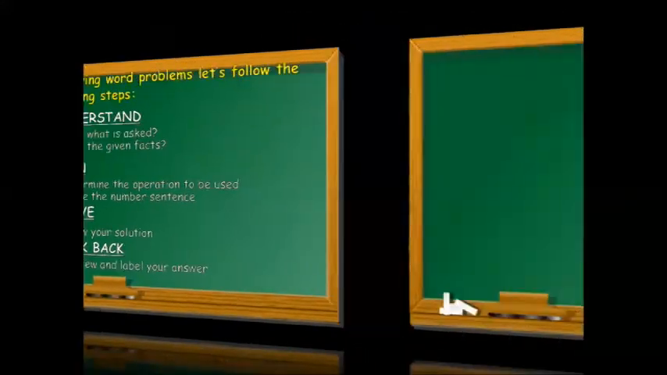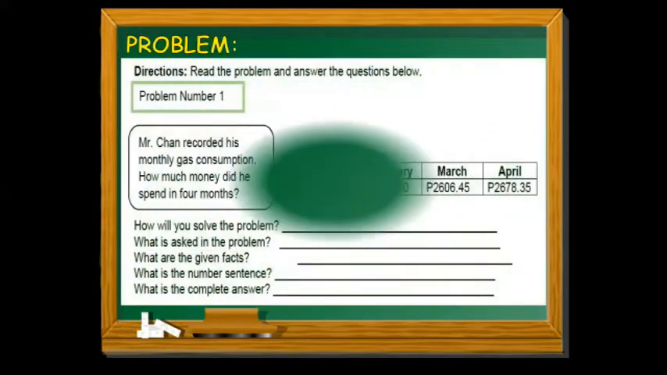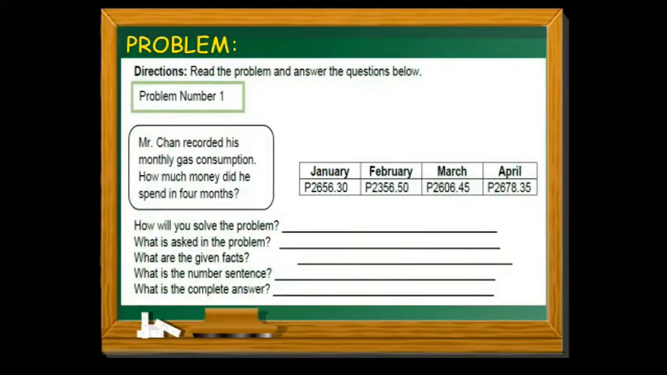Okay? So, meron tayong isang example dito, word problem, para at least alam natin kung ano ba yung gagawin natin para ma-analyze natin yung problem. So here's the problem. Read the problem and answer the questions below. The problem is, Mr. Chan recorded his monthly gas consumption. How much money did he spend in 4 months? So given dyan yung mga nagastos ni Mr. Chan na gas consumption niya from January to April.